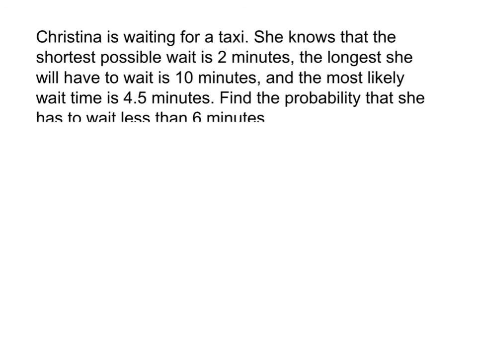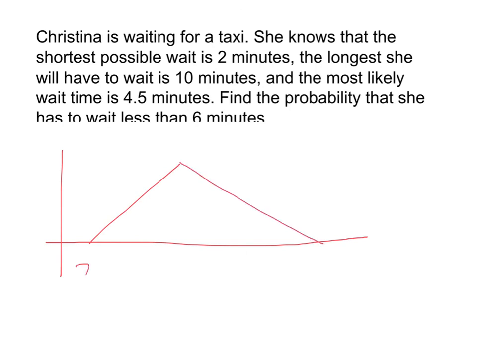Okay, so first of all, we're going to draw a graph of this. We don't know if this is triangular or if it's some other model, but with all the information that we have, triangular is the best model to use. So we're going to draw our equation. Our probability density function is going to look something like this. 2, 4.5, and 10. And we want to know the probability she has to wait less than 6 minutes. So our x is going to be 6 here.